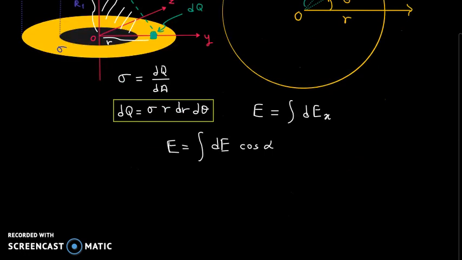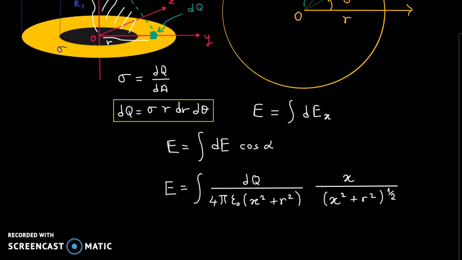Now let's go ahead and set up our integral. I have substituted the formula for dE. Basically, this is the formula for electric field strength due to a point charge, which is charge divided by 4 pi epsilon 0 times the distance squared. The charge is dq, and the distance from dq to the point of interest P is the length of that green dashed segment, so the square of that distance is x squared plus r squared. Now we need to multiply this by cosine alpha, which is equal to x divided by the square root of x squared plus r squared.